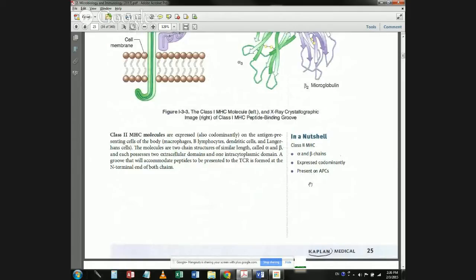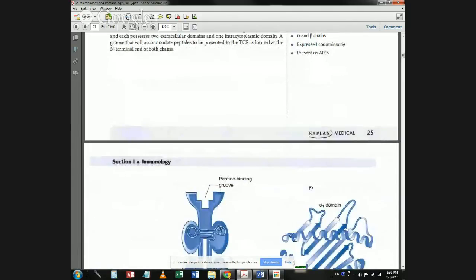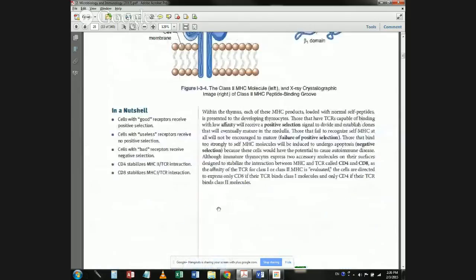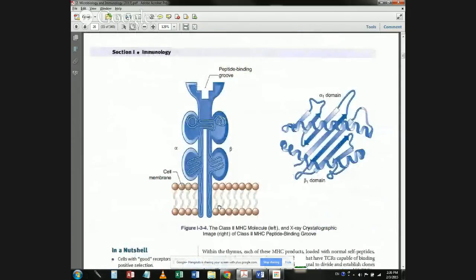This one, however, is present only on antigen-presenting cells, whereas MHC1 was present in every cell in the body except those that do not have a nucleus. They are even found in platelets. All right, so here we have a picture of a class 2 MHC molecule on the left, and an X-ray crystallographic image on the right of the class 2 MHC peptide binding groove. Look at that. There are 2 chains, quite equal to each other, an alpha chain and a beta chain.